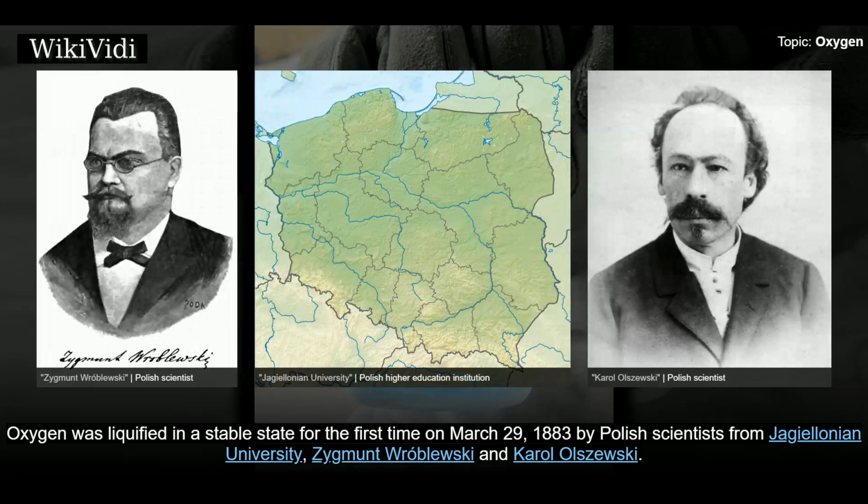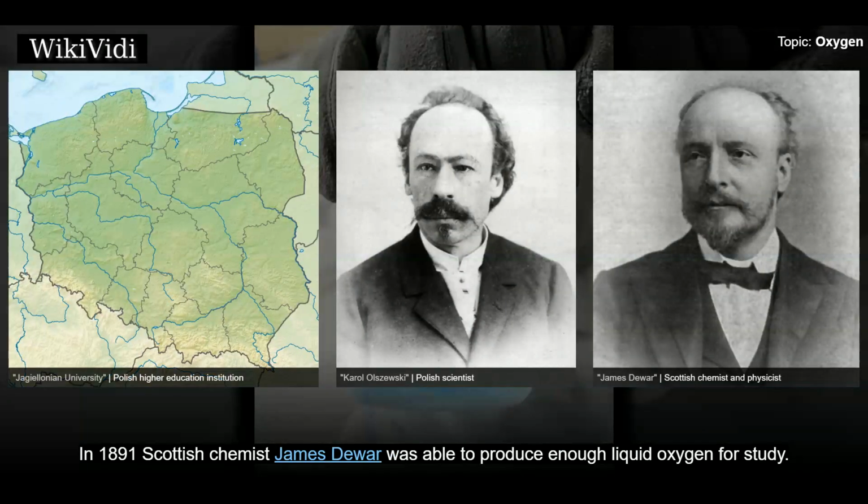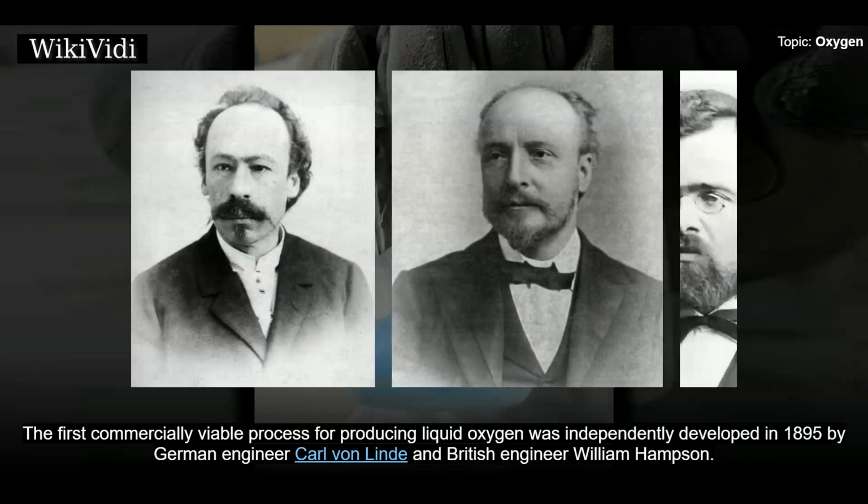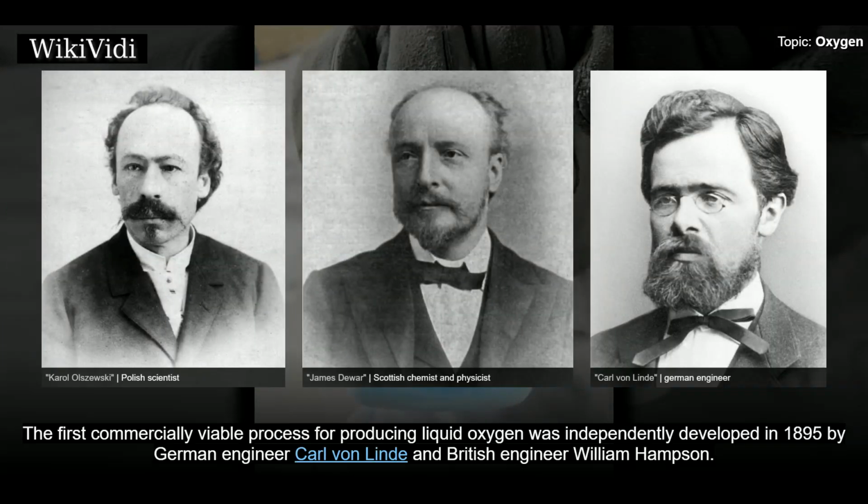Oxygen was liquefied in a stable state for the first time on March 29, 1883 by Polish scientists from Jagiellonian University, Zygmunt Wroblewski and Karol Olszewski. In 1891, Scottish chemist James Dewar was able to produce enough liquid oxygen for study. The first commercially viable process for producing liquid oxygen was independently developed in 1895 by German engineer Carl von Linde and British engineer William Hampson.